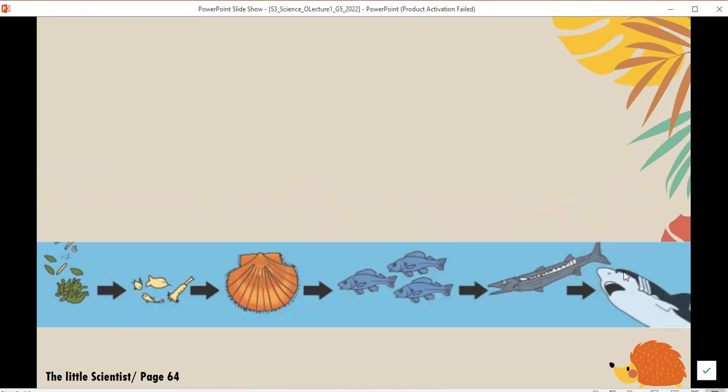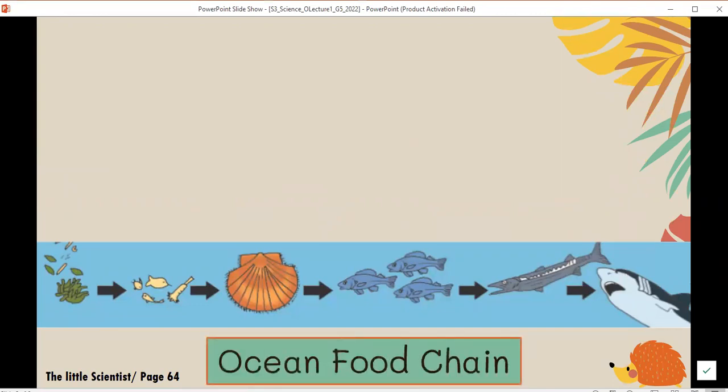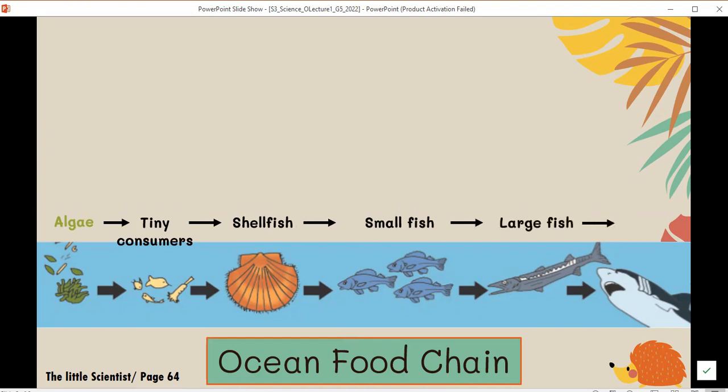Another food chain, but now in the ocean, in water, we have the algae. They get eaten by the tiny consumers. Tiny consumers get eaten by the shellfish. The shellfish gets eaten by the small fish. The small fish are eaten by the large fish. The large fish is eaten by the killer whale.